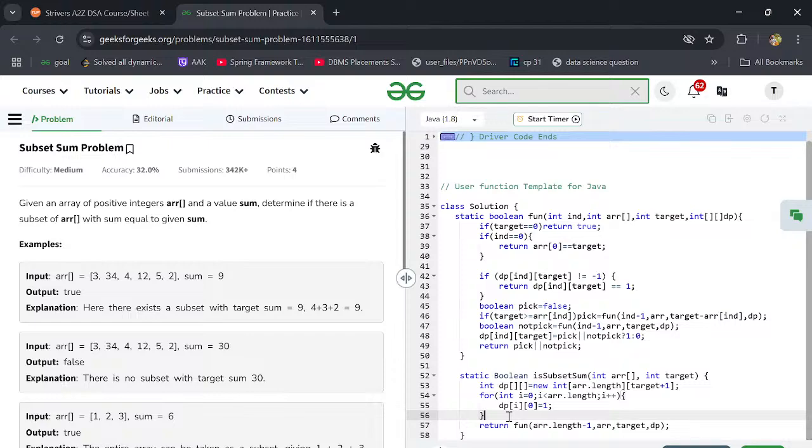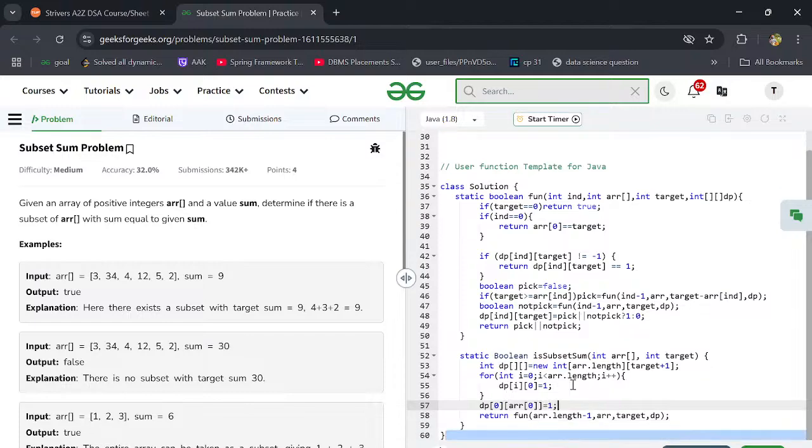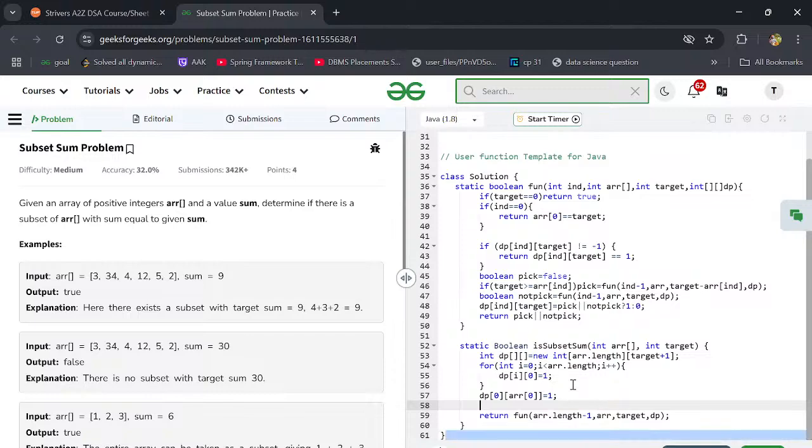And also if index equals 0, return array of 0 equal to target. Array of 0 is equal to 1, I guess. This is the case. Let's check with ChatGPT after this. I hope these are the base conditions.